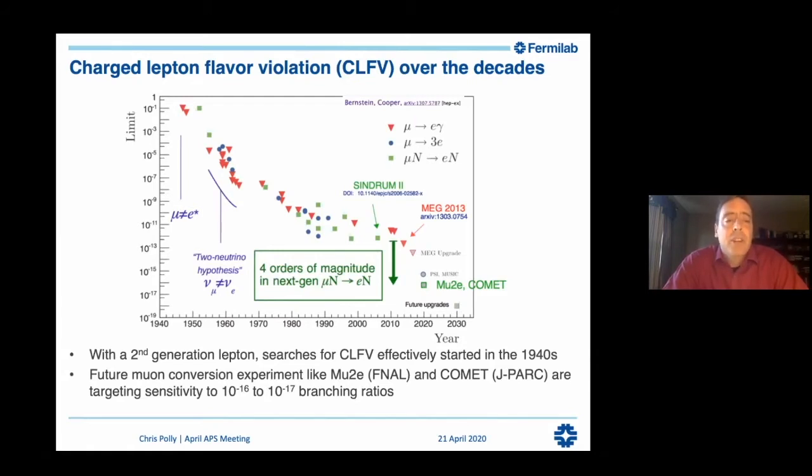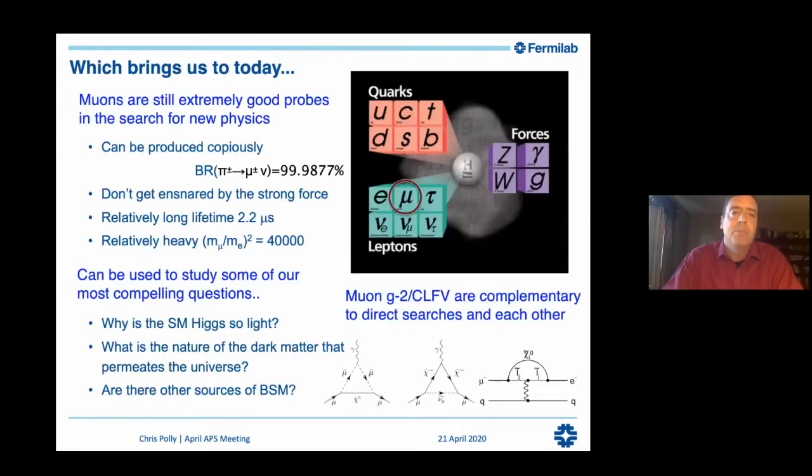That evolved into testing the 2 neutrino hypothesis to really determine whether or not there were 2 distinct flavors of neutrinos in the world. And you can see how that's evolved over the many years in between, such that now going into the future, experiments like Mu2e at Fermilab and COMET at J-PARC are targeting sensitivities in the 10 to the minus 16 to 10 to the minus 17 branching ratios.